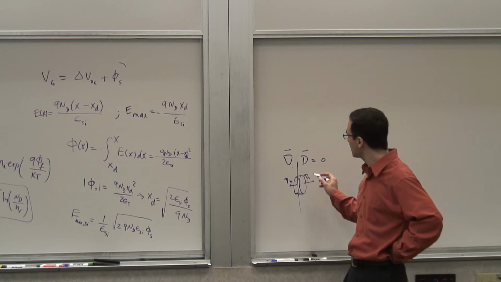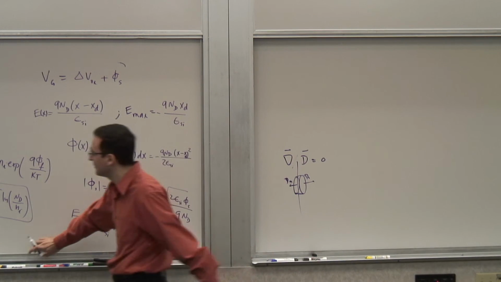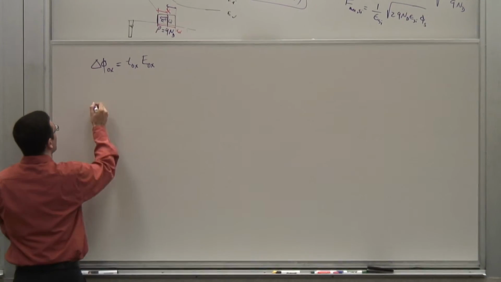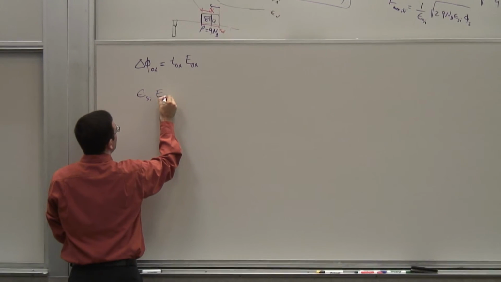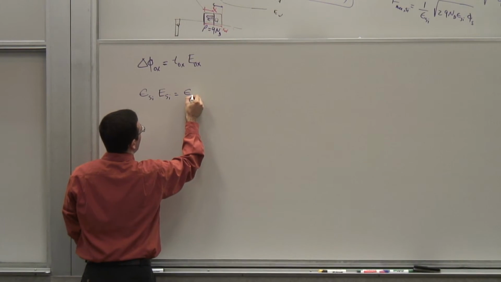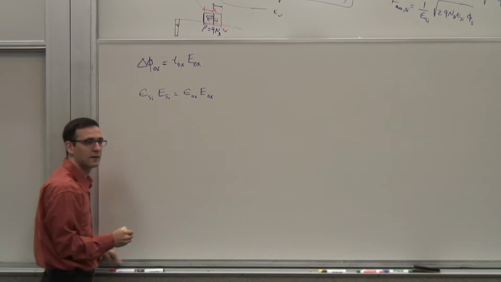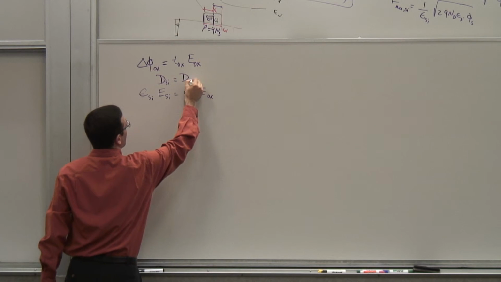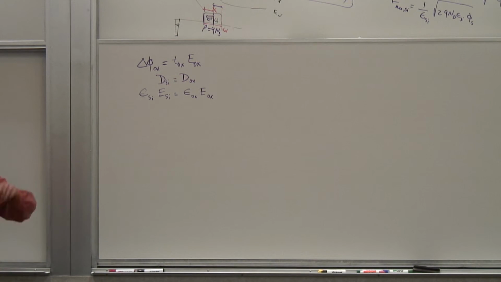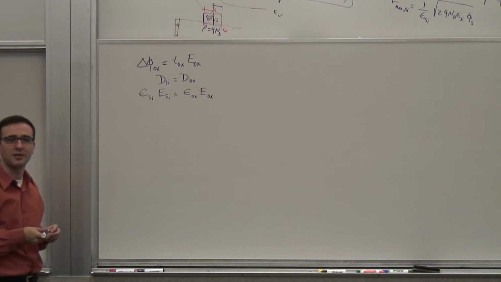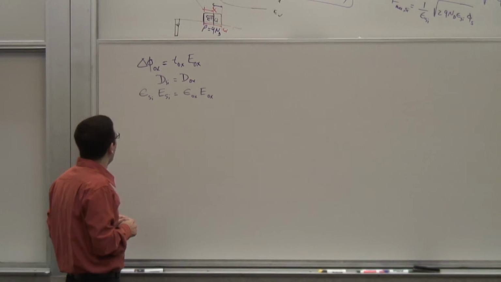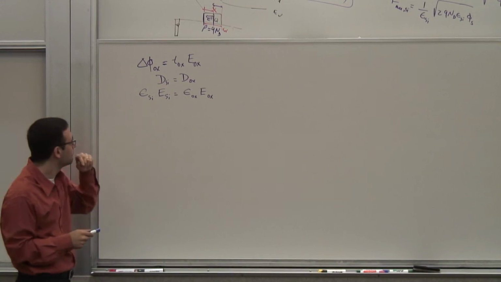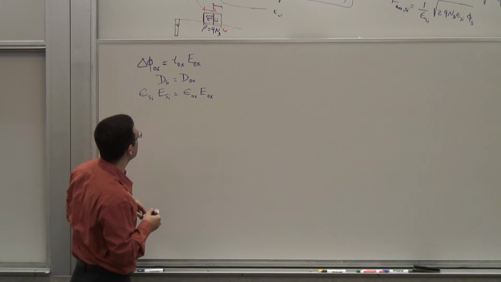In other words, epsilon silicon times E silicon is the same as epsilon oxide times E oxide. In other words, D silicon normal component is the same as D oxide. I'm assuming isotropic material, all those things. I don't have any fancy tensor relationship. So the continuity is for the electric displacement vector.